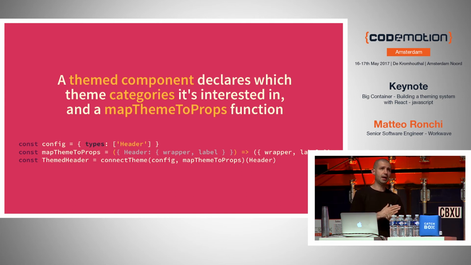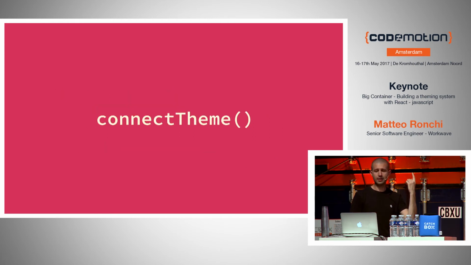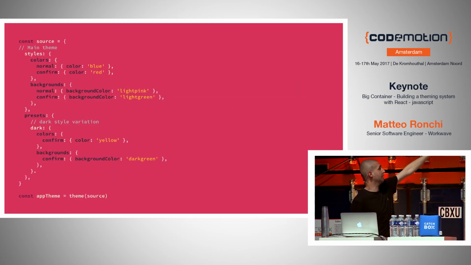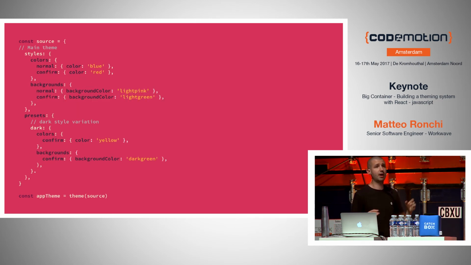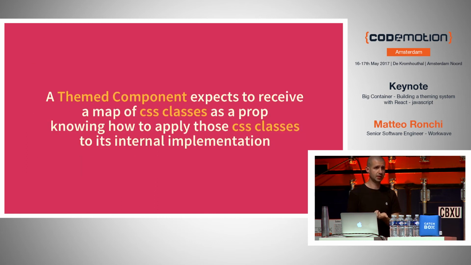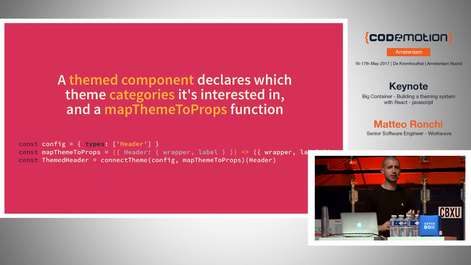We have to pass an array of types. Those types are the categories. So header will have been defined as button or colors and backgrounds as top level in the theme. And our connected component explicitly requests only the part they need. This is important for performance because we don't want to recompute our styles in every component when something not related to them changes. And then we have map theme to props.